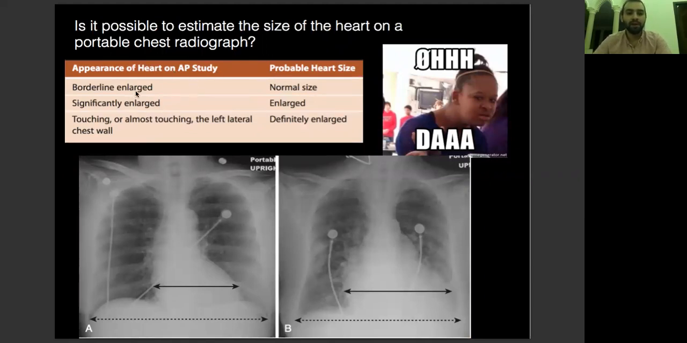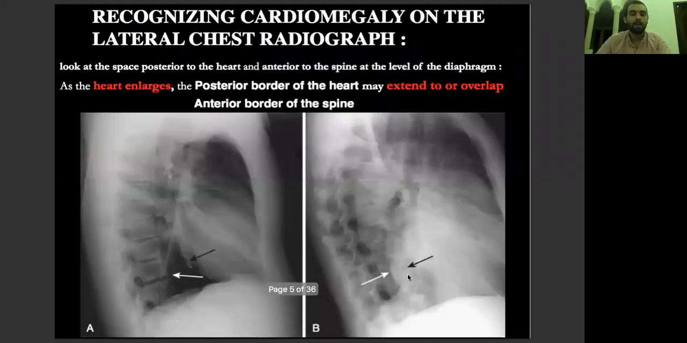Depending on the appearance, if we have a borderline enlarged heart on AP studies, usually the probable heart size would be normal. And if the heart is significantly enlarged, it's enlarged. In this case, as we can see, the left heart border is touching the left lateral chest wall, so definitely we have an enlarged heart. The lateral chest radiograph also helps us in recognizing cardiomegaly. When the heart is enlarged, the posterior border may extend to overlap the anterior border of the spine, such as in this case.